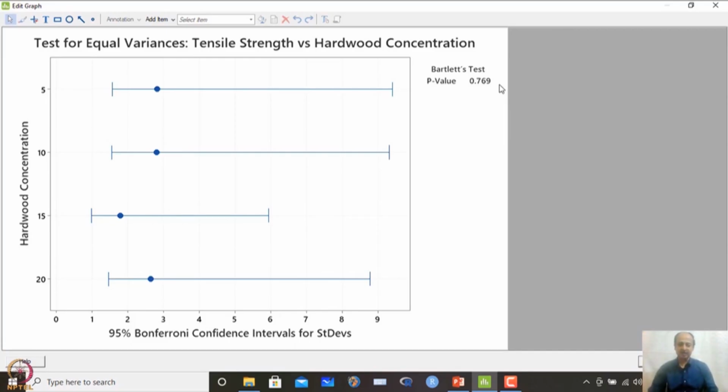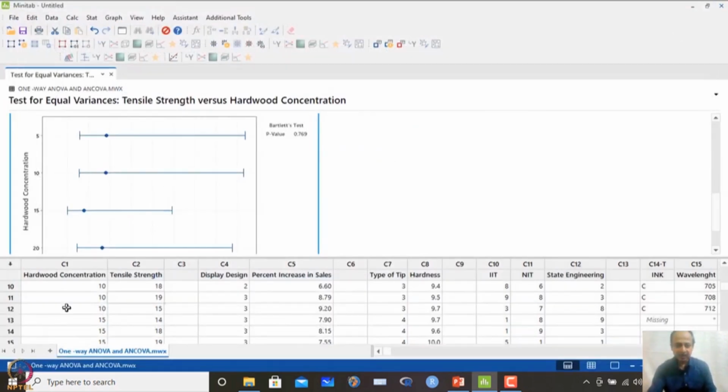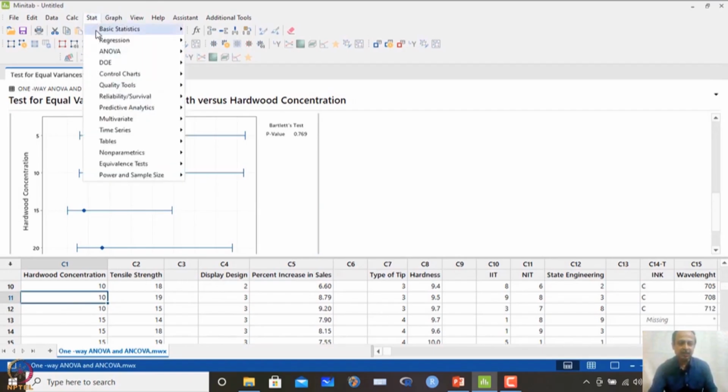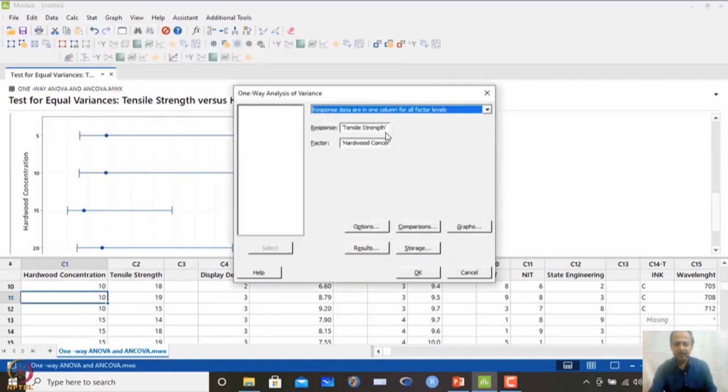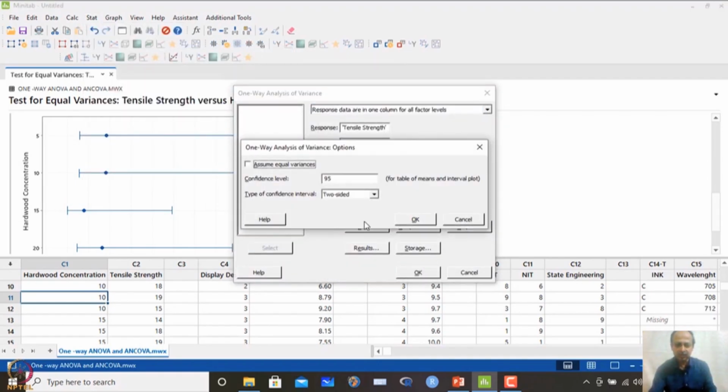So, overall there is no statistical difference in the variance. So, when this test is completed, the equal variance assumption is checked. Then what I will do is go to ANOVA analysis, one way ANOVA analysis. In options, I will click assume equal variance, because we have already checked that one.